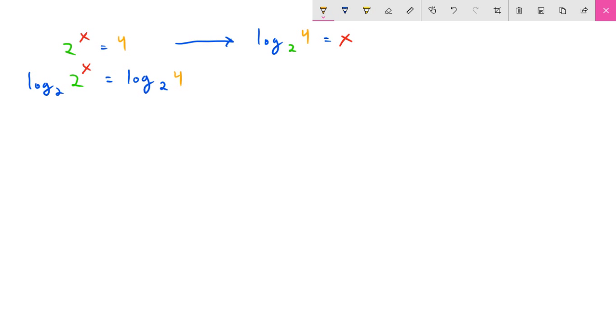And what was the point of doing that? Why do we do that? Because that's going to get rid of this base of 2 right there. So that just cancels out right here. That base 2 and the log base 2 cancel out. And that's going to bring our exponent down. That's going to bring the x down to a normal number.